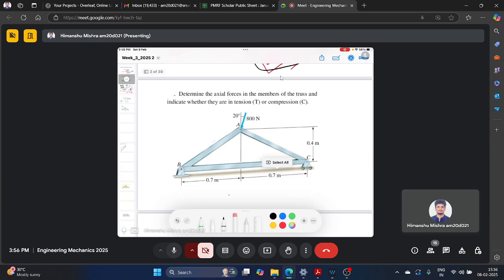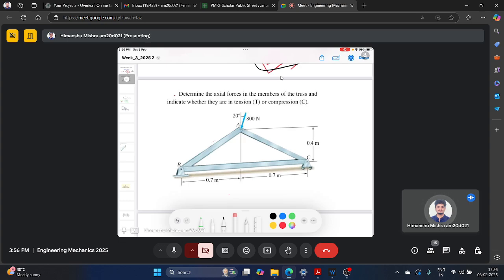If this question gets asked in the exam, it'll take roughly 30 to 40 minutes if the members are more. So there is no other shortcut? We have to do it the way it is, every joint and everything. No, there is a shortcut. Next week we will be using the method of section to solve the problem.